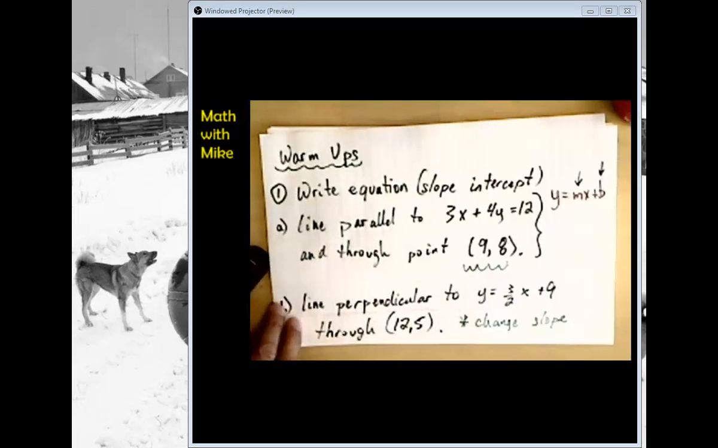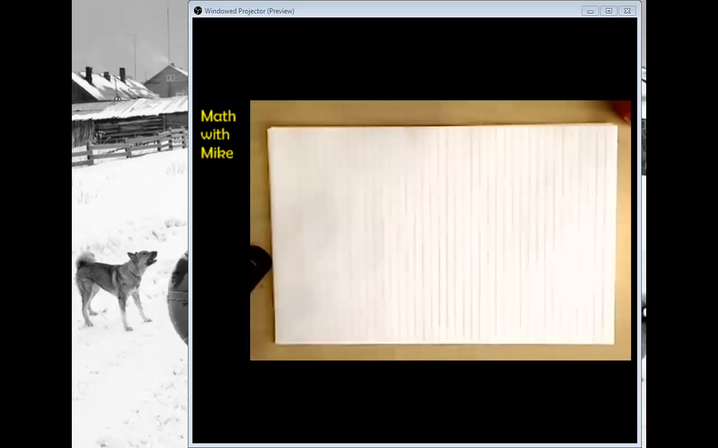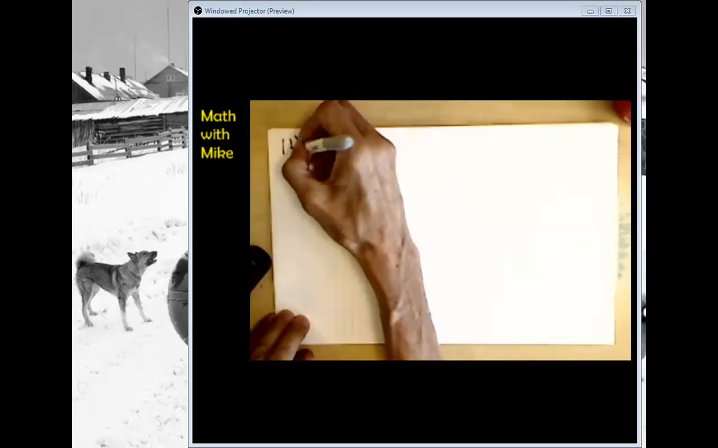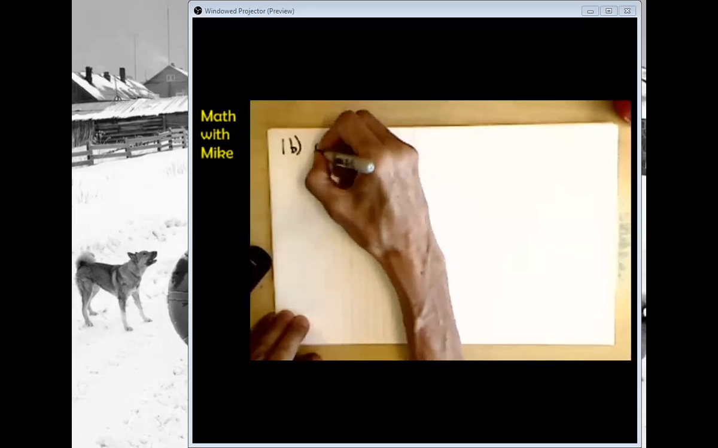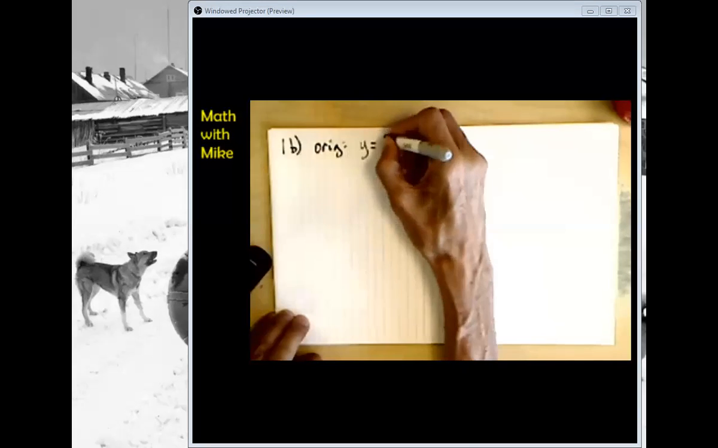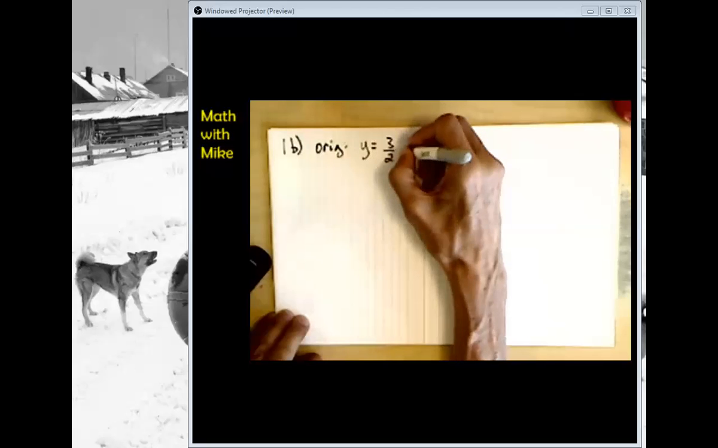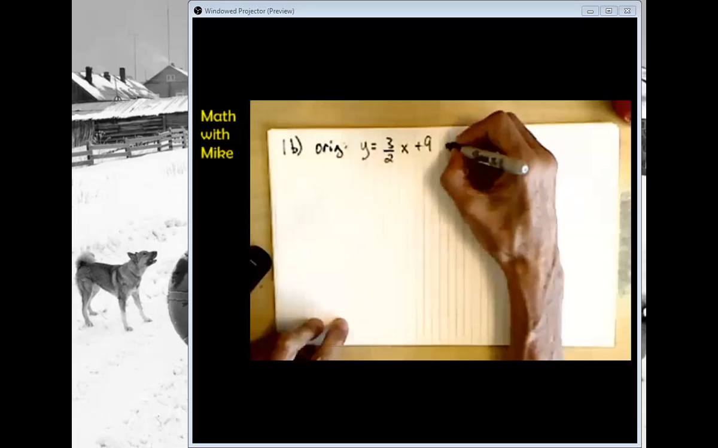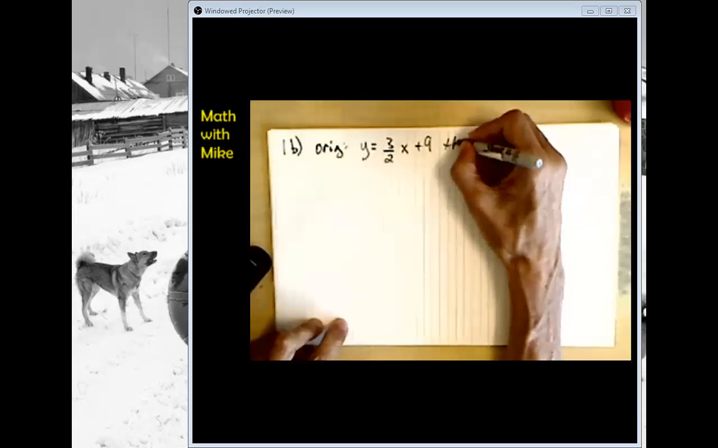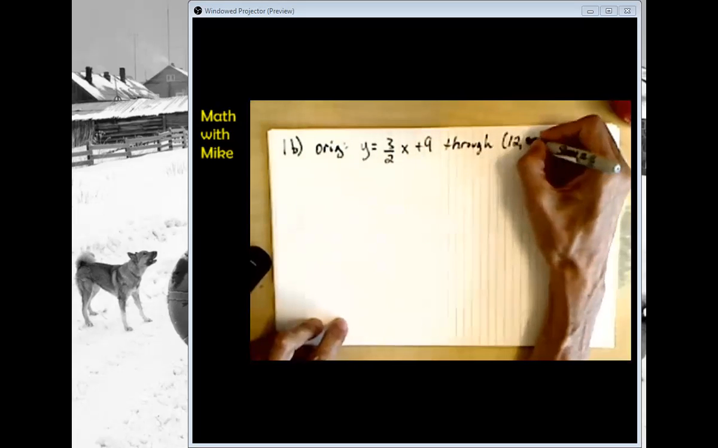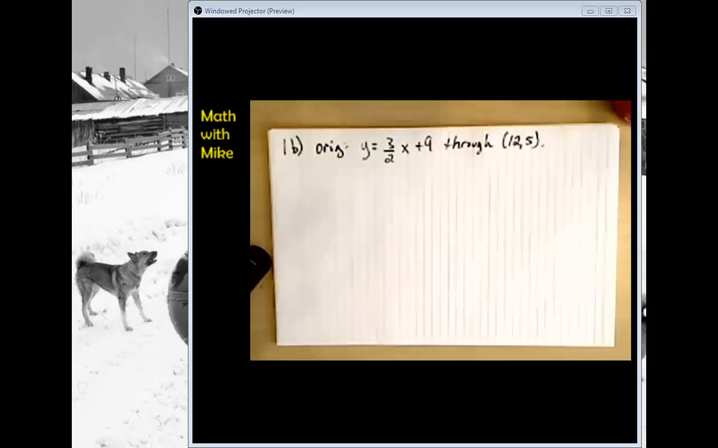Let's just put it on paper. Thank you, Zoom. Good participation out there. 1B, our original line, OG, is 3 over 2x plus 9 like that. And we want it through 12 and 5.